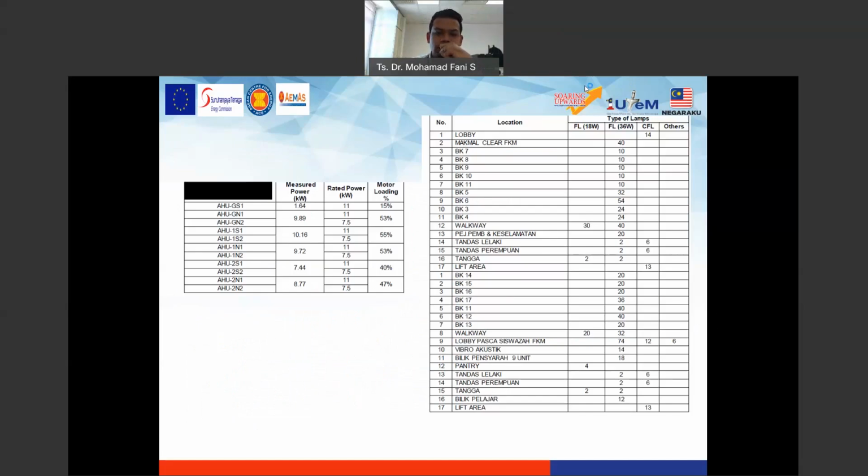Here are examples of the measured power for the motor. This one is the rated. So to know the motor loading, the effectiveness, the loading of the motor, it is measured power over rated power, multiplied by 100%. So the motor loading is only 15%, so the motor is not fully utilized. But never mind, this one is a good sign. If we can verify the efficiency of the motor later on, when the motor loading draws small power, then it's a good sign to get better energy consumption, right? To reduce the energy consumption.